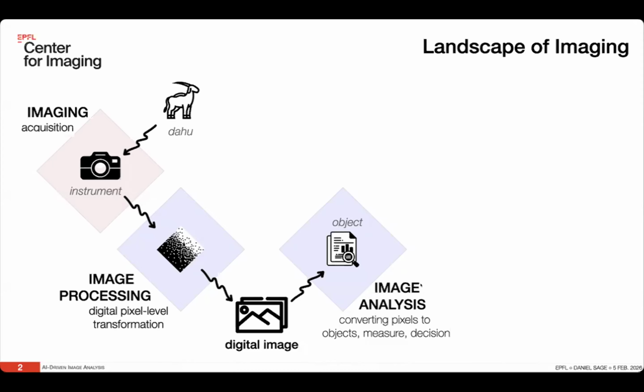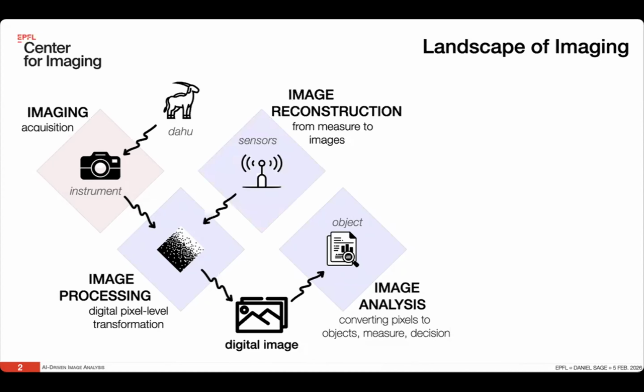The goal of image analysis is really to convert these pixels to an object, a measure, a decision, numbers or something. There is another step which is very often hidden in the system, which we call image reconstruction. Some of the devices do not capture directly an image. They capture measurements with a sensor, and we have to convert these measurements to images. That's typically the case for computed tomography, where we record projections or absorption of X-rays. So that's a very important step.